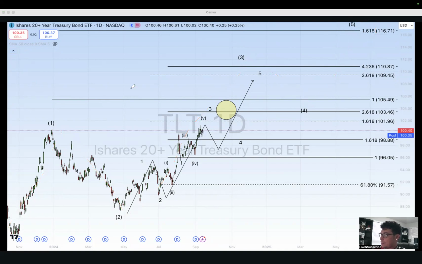Okay, within that, every wave 3 is typically your most impulsive move, right? And those impulsive moves come in 5-wave structures, and that's what we're currently looking at here. So from 2 to 3, we should see a 5-wave move. That would look like this: 1, 2, 3, 4, 5. That is our 5-wave move to take TLT again up to that 109 to about 110 area.